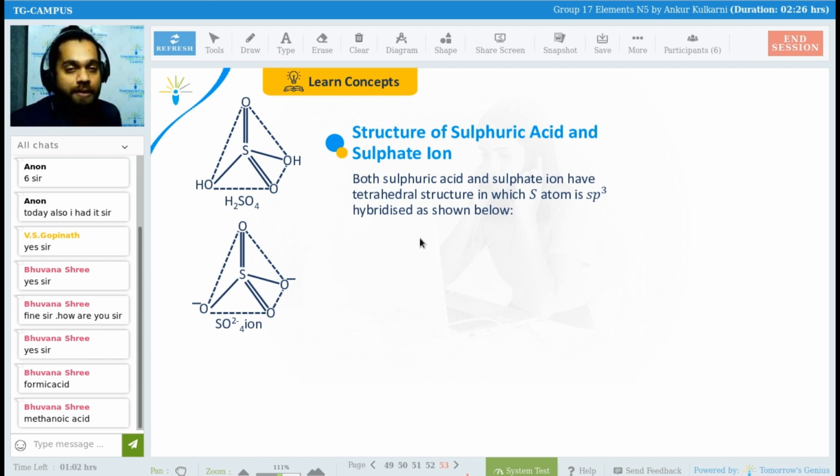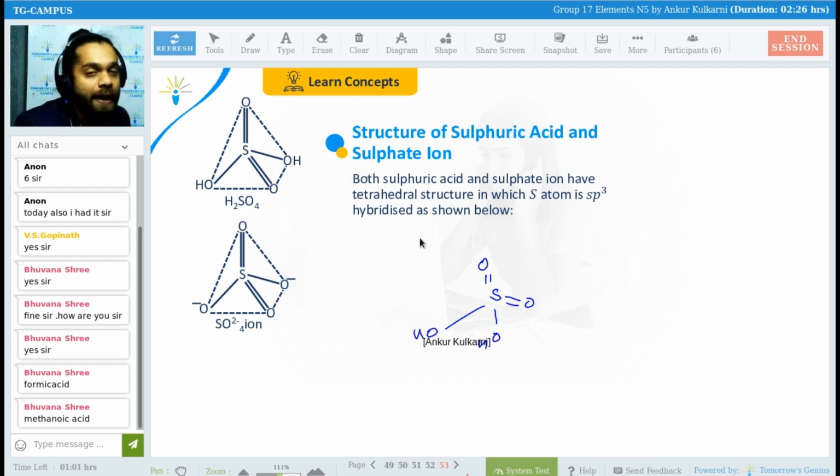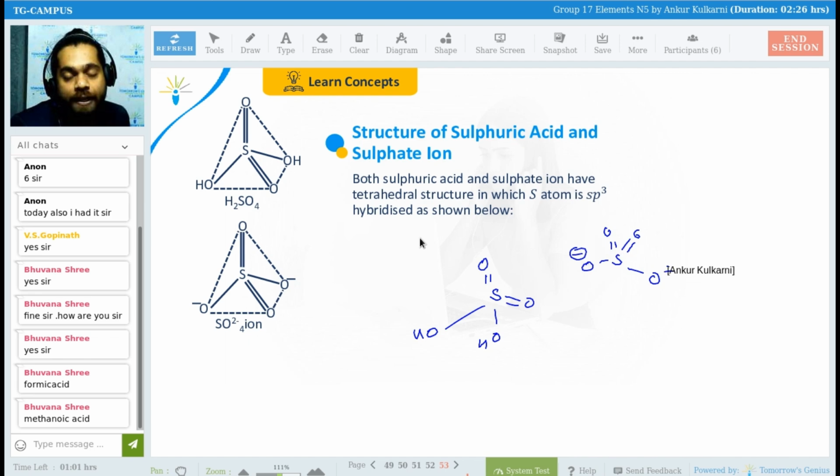So the reason is, what is the structure of sulfuric acid? It is something like this, correct? Double bond O, OH, OH, correct? OH, OH. This is the structure. If I remove the H, what do I have? I'll draw it like this: S double bond O, double bond O, O. If I remove it, I have O negative.